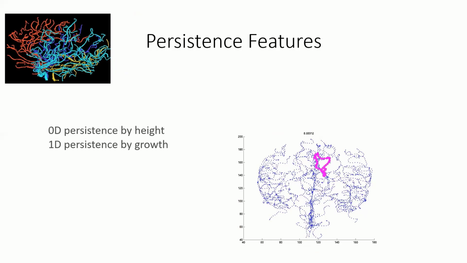So what do they do? They compute two types of persistence diagrams. They compute zero-dimensional persistence by height, meaning that they look at the brains from bottom to top, and then they compute persistence diagrams by looking at the data by growth, and that is the typical idea of growing balls around the data points. So for example, here there is the typical one-dimensional cycle that one would detect in the one-dimensional persistence diagrams.